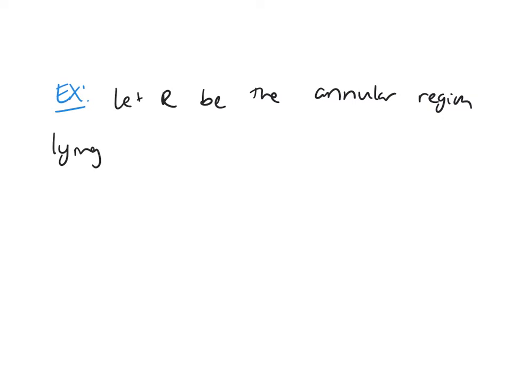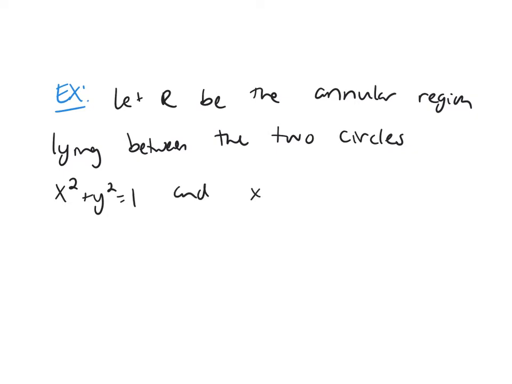So now let's look at computing some double integrals using polar coordinates. Let's look at the following example. Let R be the annular region lying between the two circles x squared plus y squared equals 1 and x squared plus y squared equals 5.